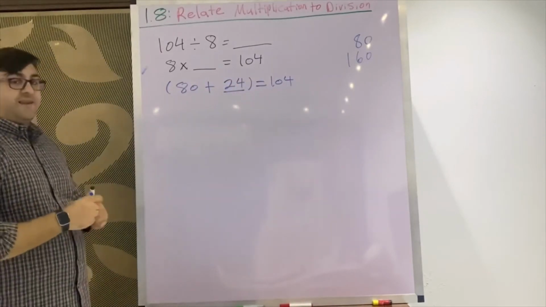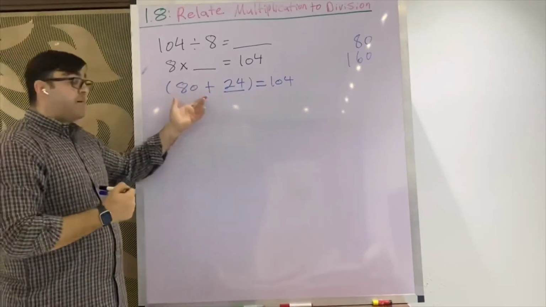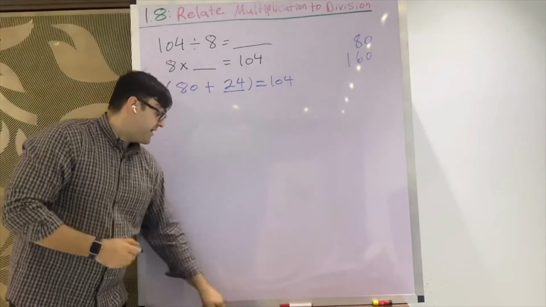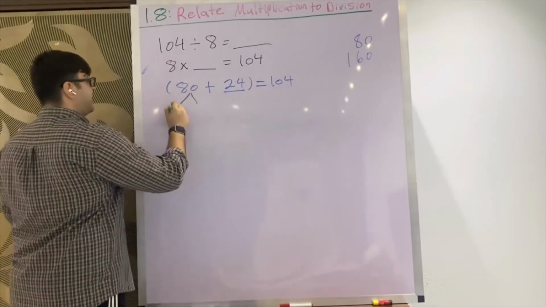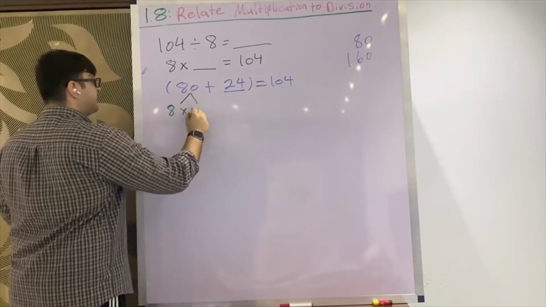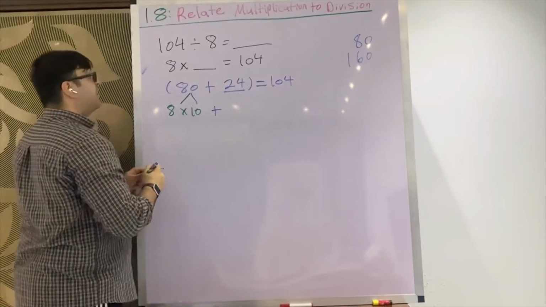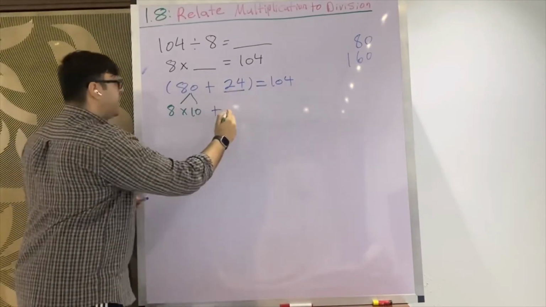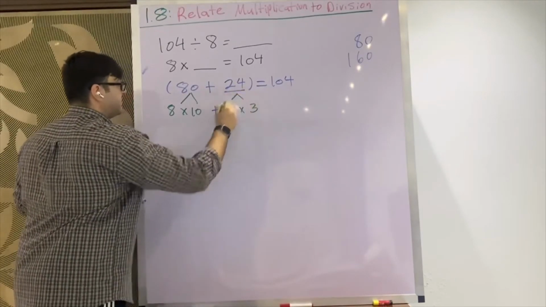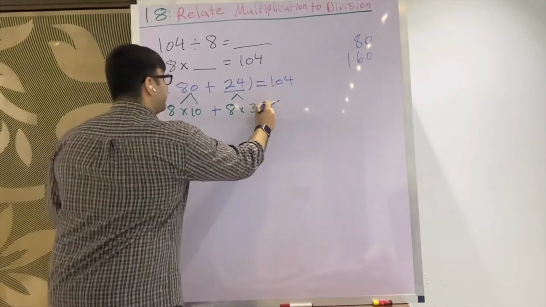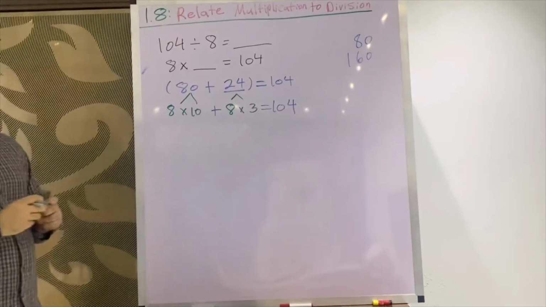And would you look at it again? We can use the distributive property on these numbers to split them up again. 80, as we all should know, is simply 8 times 10. Keep the colors the same. 24, we know, is 8 times 3. And these two numbers together should still equal 104.